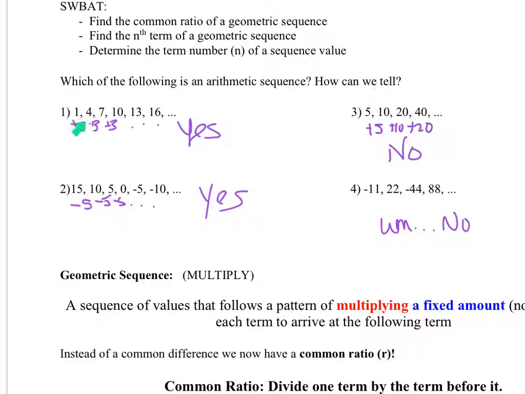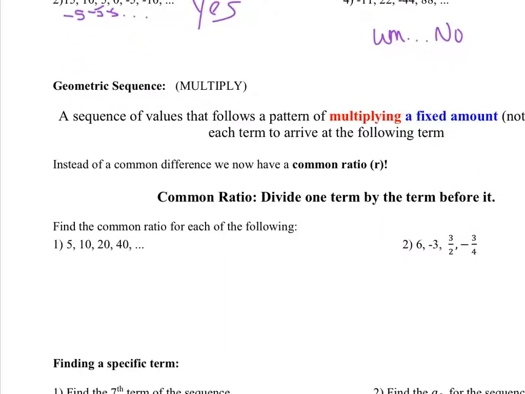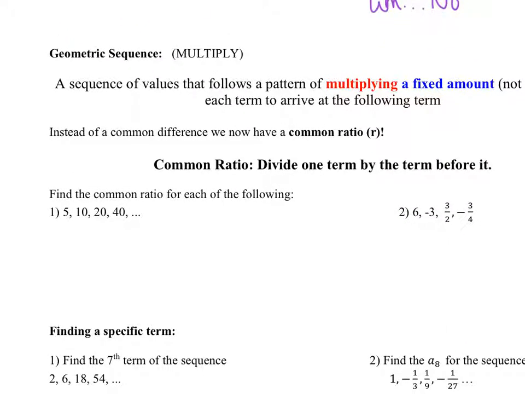Okay, these all have a common difference of 3, so it is an arithmetic sequence. This one goes up by 5, then 10, then 20, so it's not. This one goes down by 5 every time, so it is, and this one just goes positive, negative. That's not arithmetic.